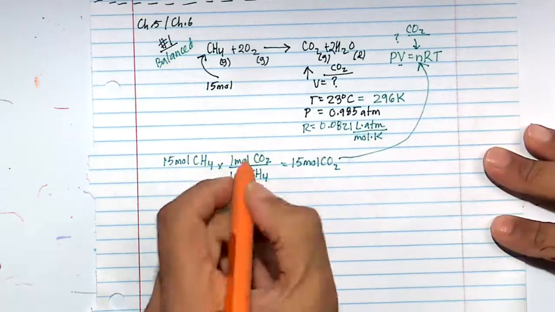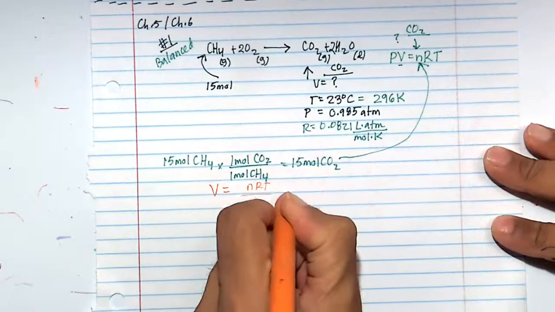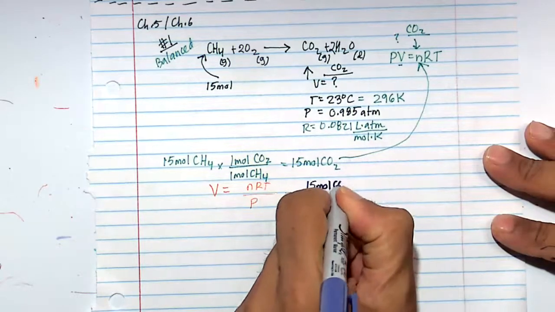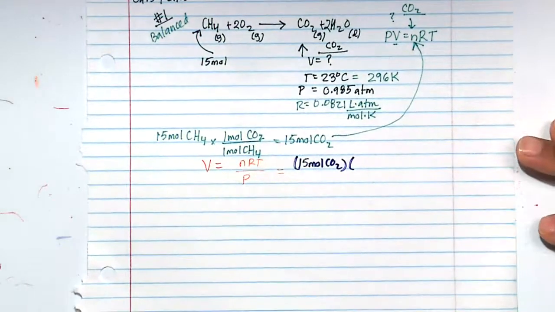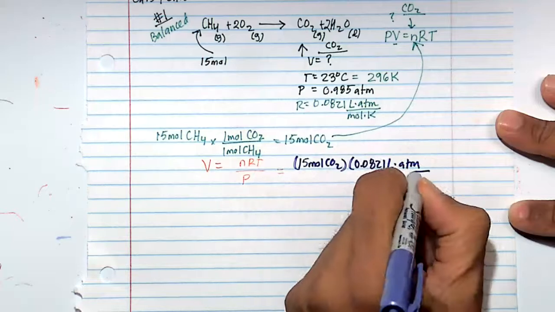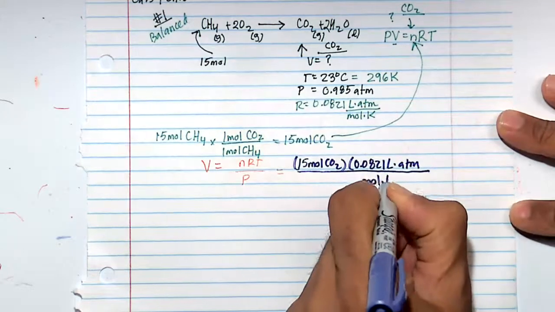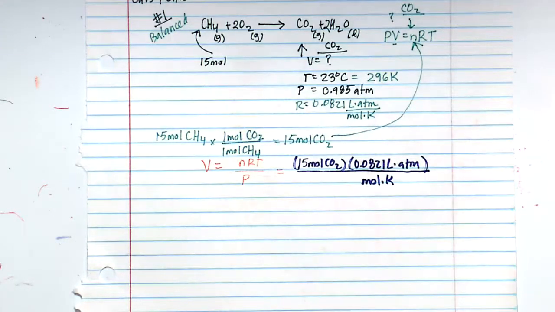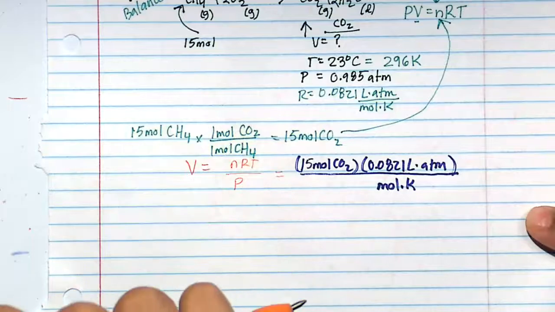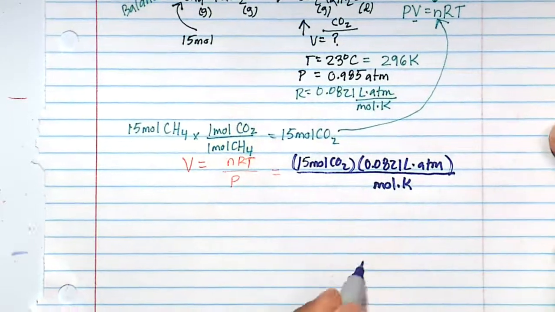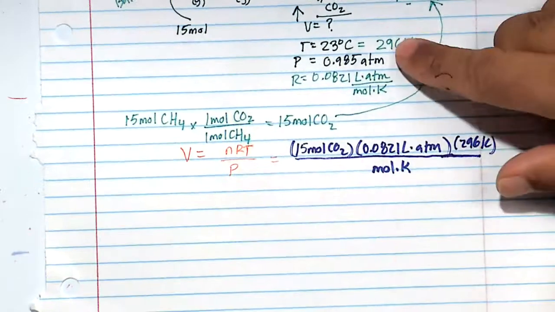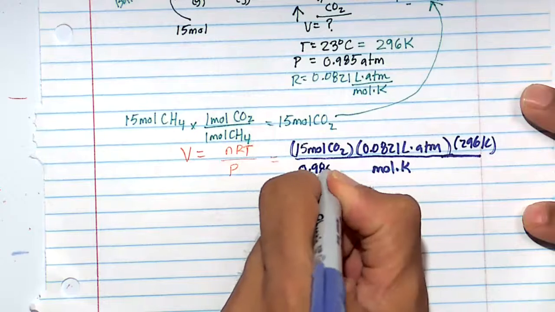So we'll isolate V. V is equal to nRT over P. Our n here is 15 moles of CO2. Our universal gas constant will be given to you: 0.0821 liters atmosphere over mole Kelvin. Here's your temperature. You guys already know that it has to be in Kelvin, and the temperature in Kelvin is going to be 296, divided by P. The P was given to us in this problem as 0.985 atmospheres.